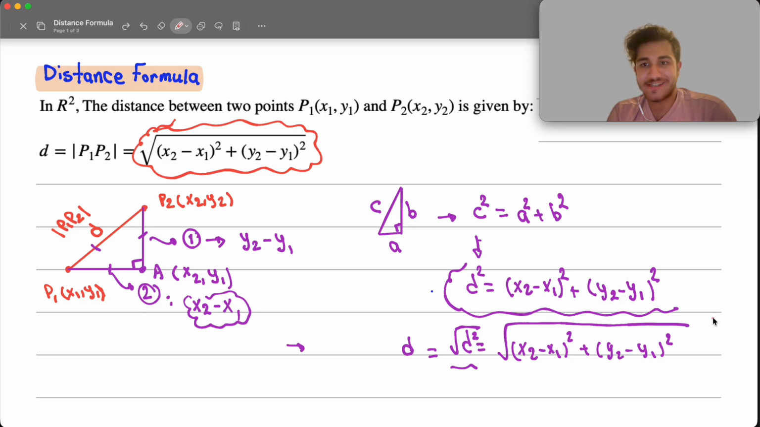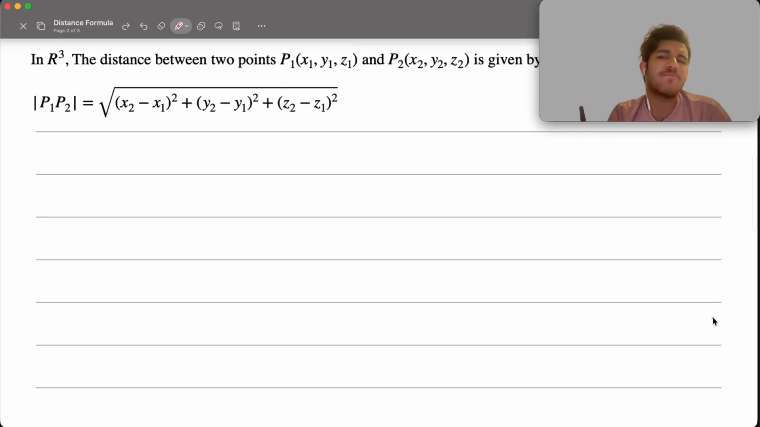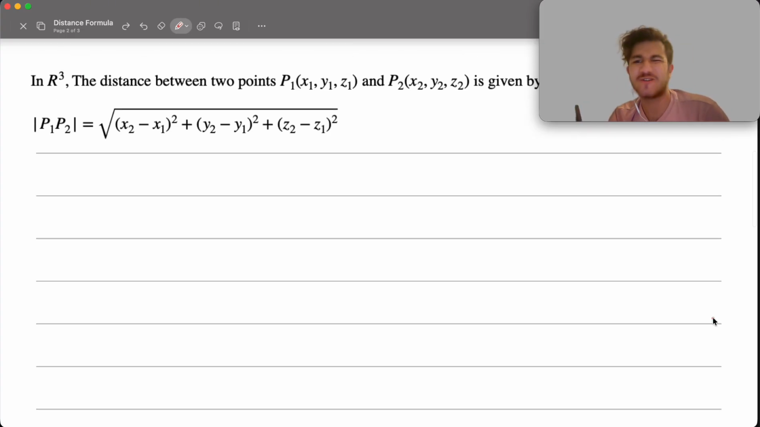This is pretty much the same idea as 3D, or 3-dimensional space, but let's just see how things are going to change. Well, things are going to get a little bit perspective because we are changing the perspective a little bit.